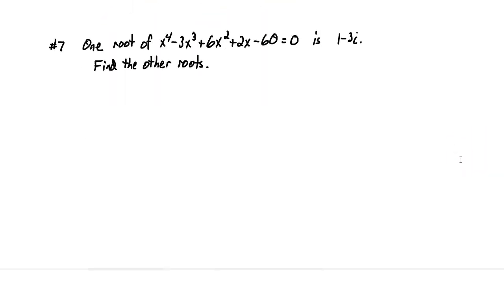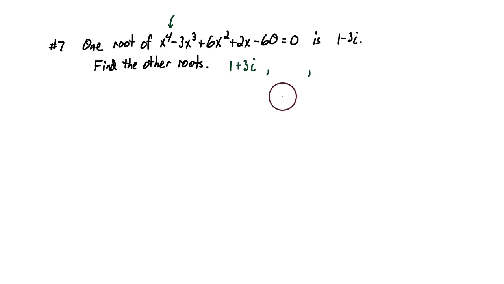Next, number 7. One root of this equation is 1 minus 3i. Find the other roots. This goes to the 4th power, so there are going to be 4 roots, and we only know one of them. Because this is an imaginary root, its conjugate is also a root. So 1 plus 3i is going to be one of the answers. But there are 2 more that we need to find.